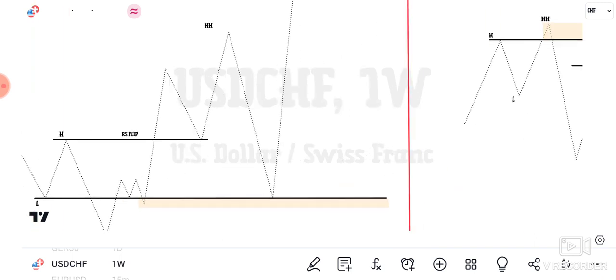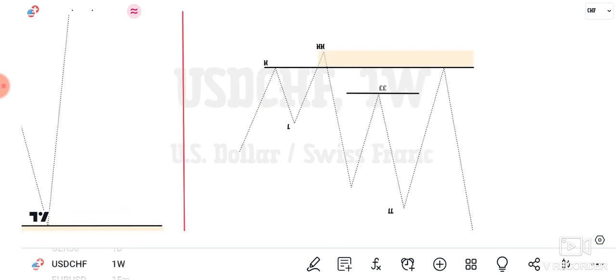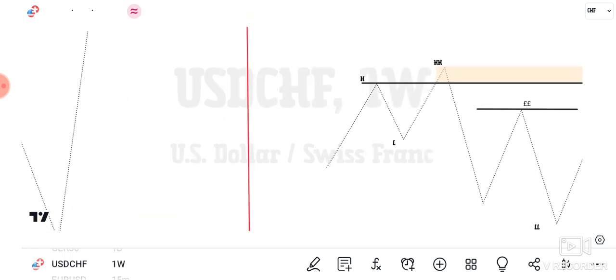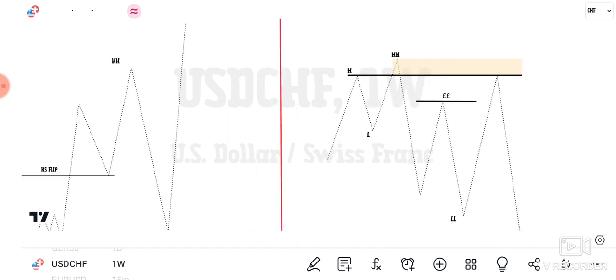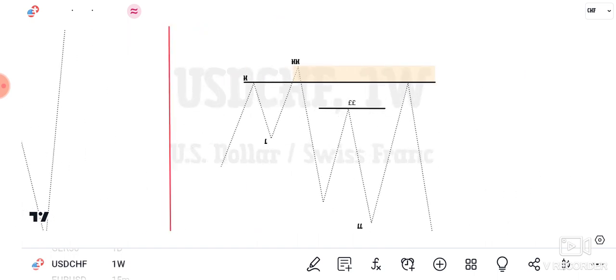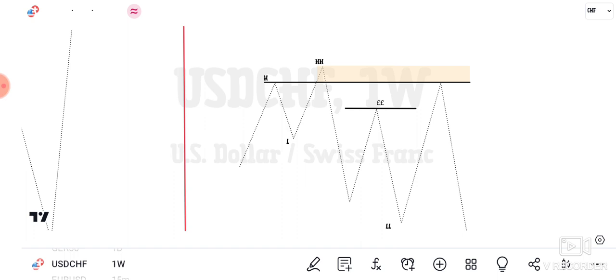So the last one, which is the normal one, is the easiest one. This one is just the simplest one. So you have a high, low, higher high, then lower low. It is not complicated. So your entry should be at the level of the high, then your stop loss should be above the last high. Then you target where the lower low was.